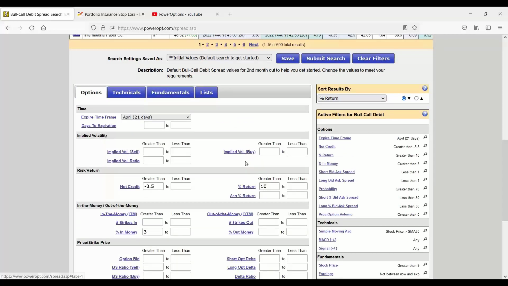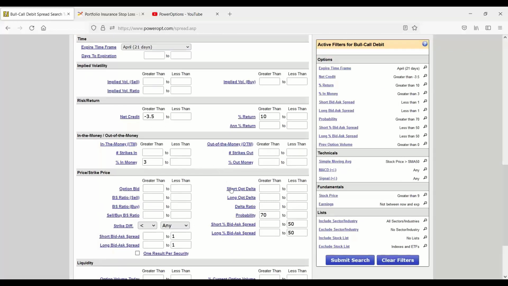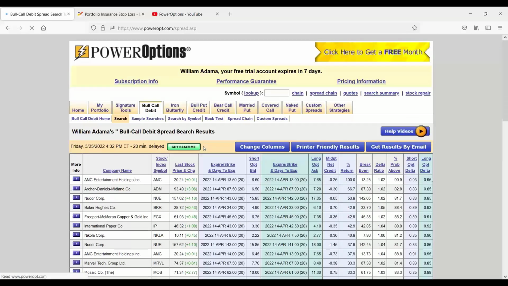Now, as I mentioned, the default search here, Mike, is just basic criteria to help you get started. You can adjust the criteria any way that you want to meet your needs. If you wanted to go further in the money with your bull call debit spread to have a better probability, you could just make that change in the percent in the money field or in the probability. I'm going to go 80% or higher in this case, and I'll just go ahead and submit the search.